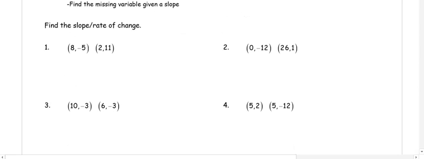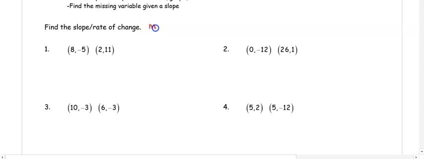Remember that we can use a table or we can use our slope equation. The slope equation is y2 minus y1 over x2 minus x1. Remember, we always reduce our slope.